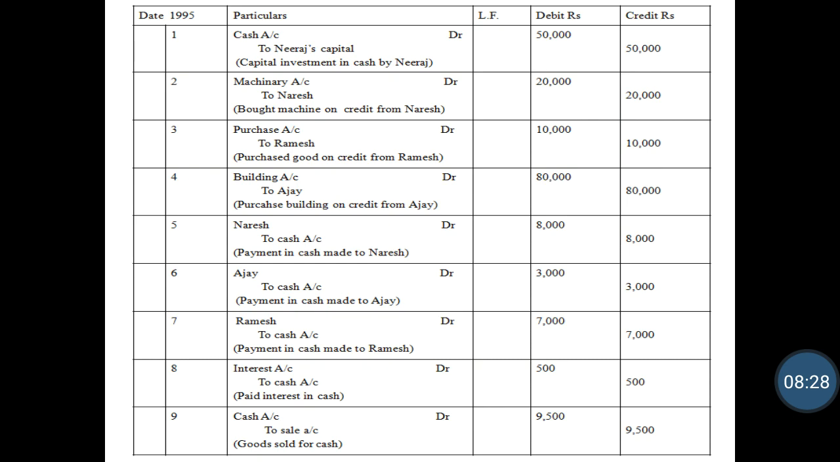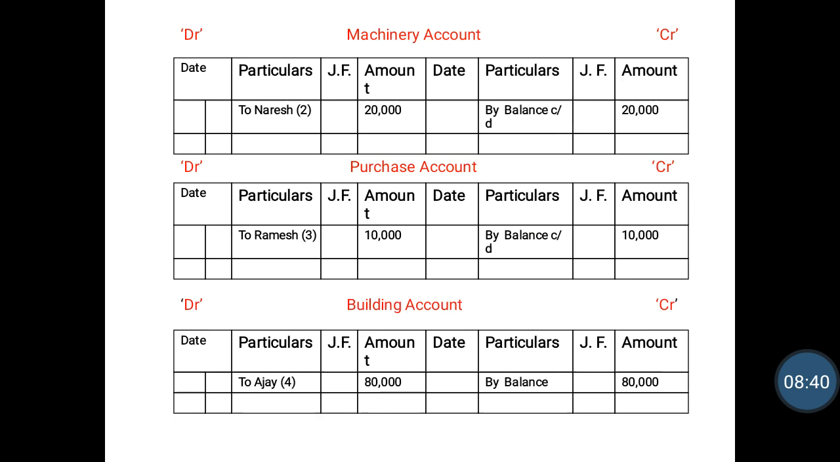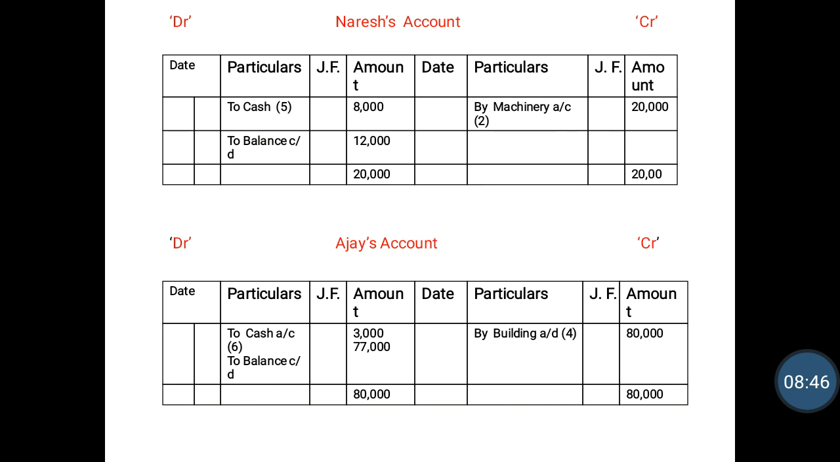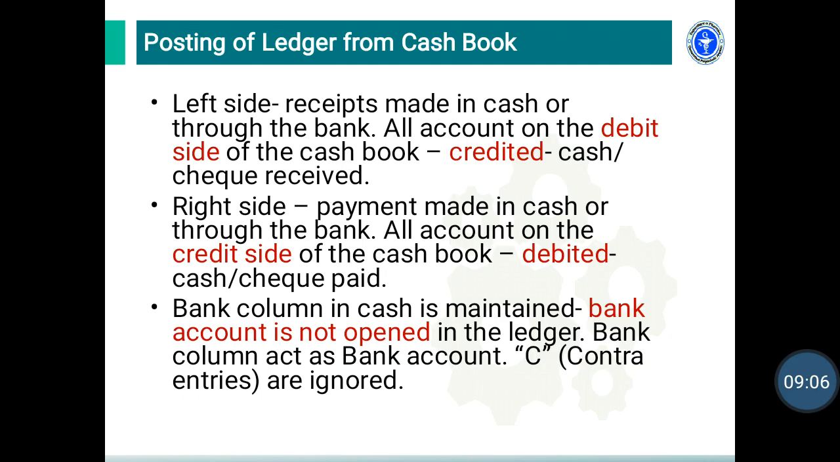For example, for the machinery, then the purchase account, building account, Naresh account, etc. So here first we prepare the cash account, then second the Neeraj capital account, then the third one is machinery account, purchase account, building account, then Naresh account, Ajay account, then Ramesh account, sale account and interest account. So in this way, from that journal, we prepare a total of about 10 to 11 separate accounts in the ledger.